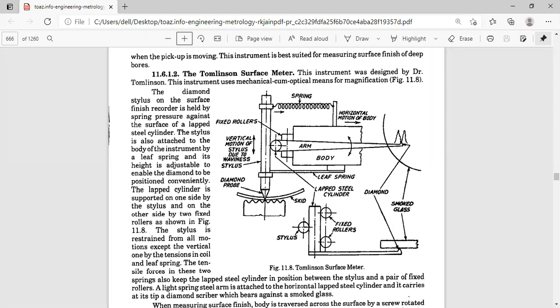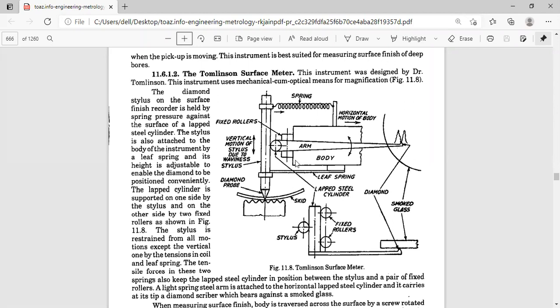We have the diamond stylus here, on the surface finish recorder. It is held by spring pressure against the surface of a lapped steel cylinder. Just try to see the diagram. Actually, you have to draw this diagram beneath this one, like in engineering graphics, because this is another view of the diagram shown here simply.